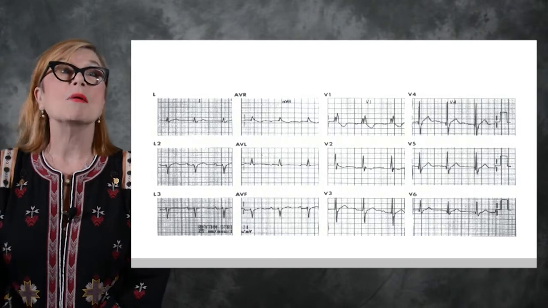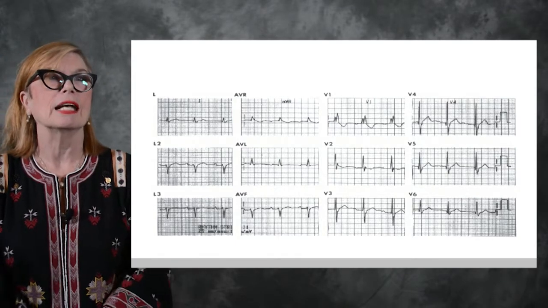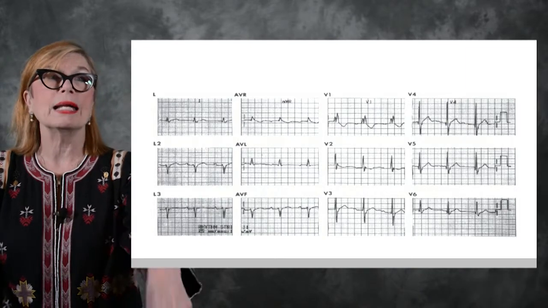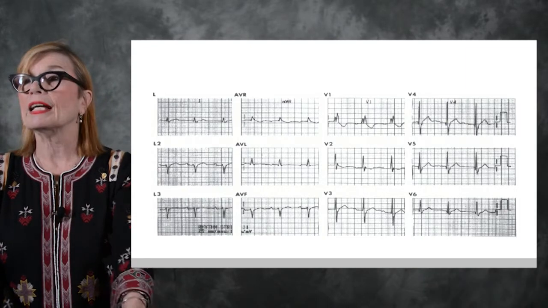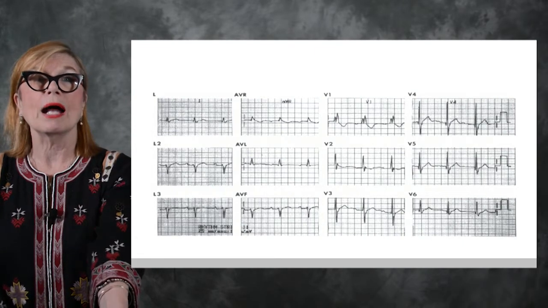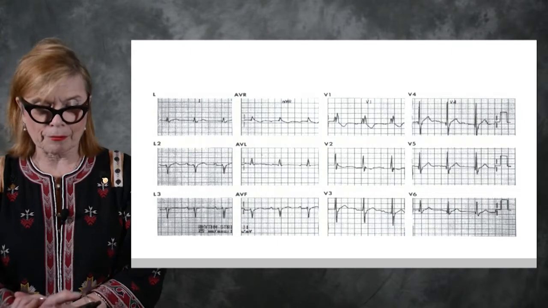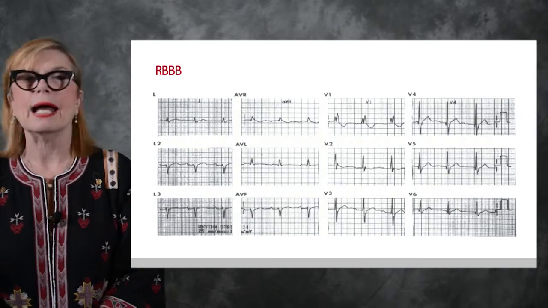Okay, look at V1 and look at V6. Now this is much easier for us because everything's isolated here. V1, double upright, inverted T wave, and in V6, small downward, Q, big R, and then a wide deep S. And in V1, I have an inverted T wave. So what do you call that? Right bundle branch block. Excellent.